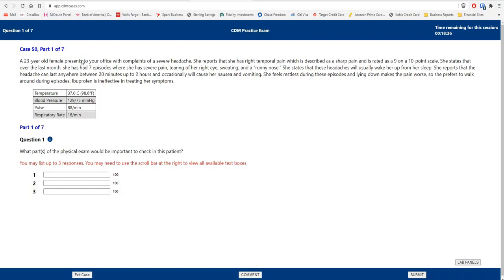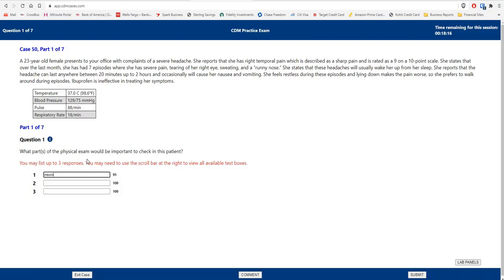They'll wake her up from her sleep. They can last between 20 minutes and 2 hours. She'll occasionally have nausea and vomiting. Lying down makes it worse. She prefers to walk around. Ibuprofen's ineffective. All right, so you look at her vitals. They look fine. So what do you want to look at?